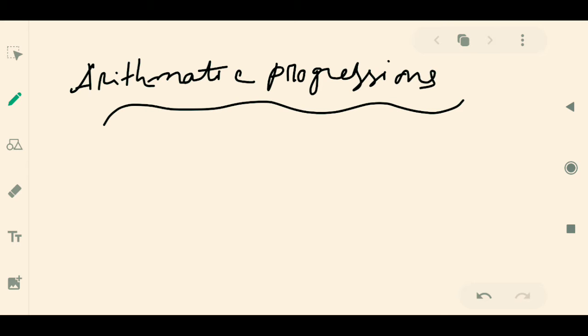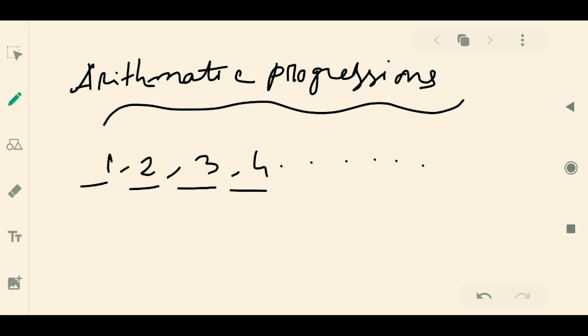These are basically some sequences. For example, I'll show you, these are the natural numbers. So there's some pattern. What type of pattern is there? You can see that this is 1, then 2, then 3, then 4. That means it is increasing by 1.